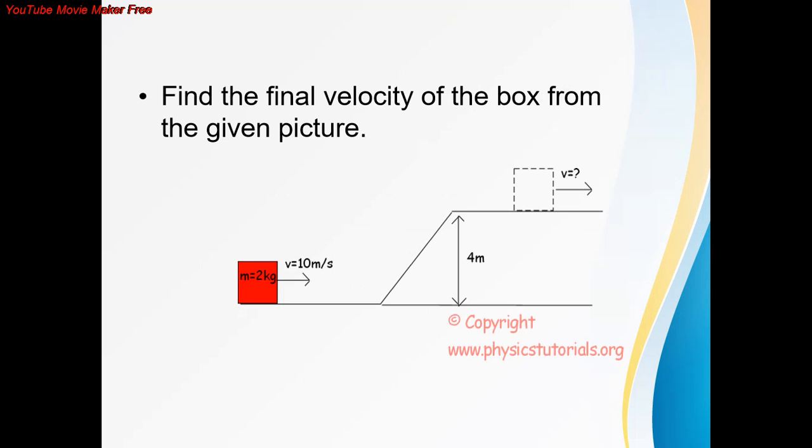Find the final velocity of the box from the given picture. There is a box with m equal to 2 kg and velocity equal to 10 meter per second. This box moves on this inclined plane that is 4 meter, and finally it reaches here and gets stopped, right? So we have to find the final velocity here. How to solve this?